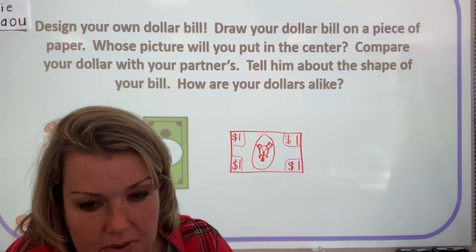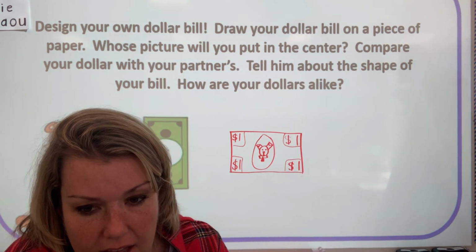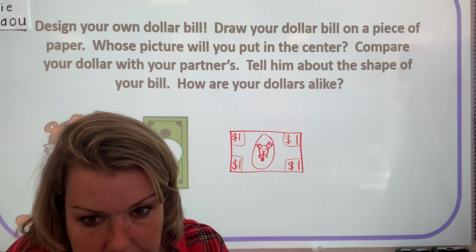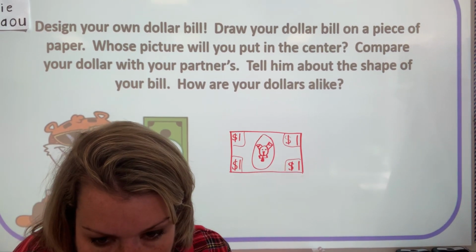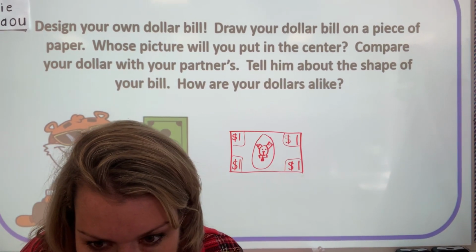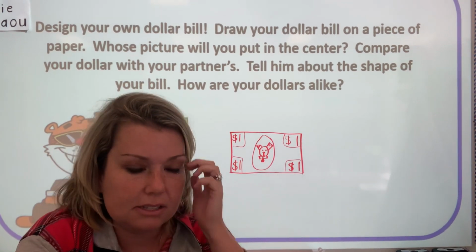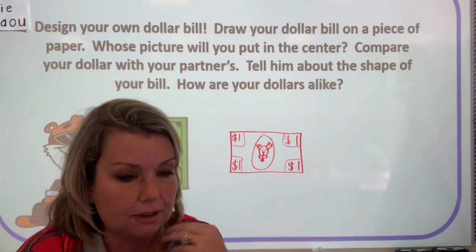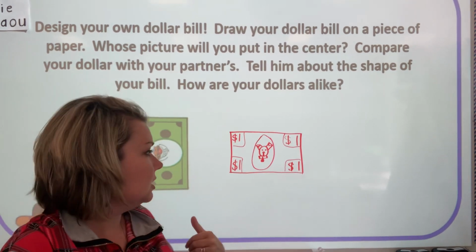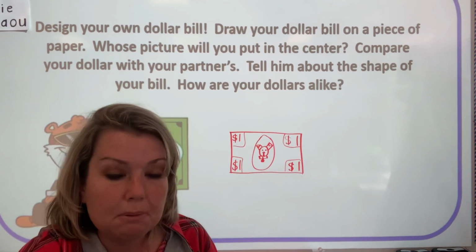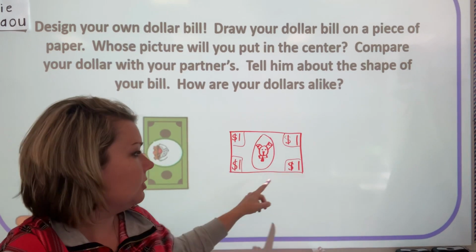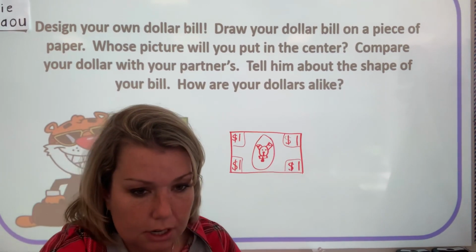Fantastic. So Adeline's is different than mine because in the center she has a picture of her and I have a picture of my puppy dog. But they're the same because they both have 4 straight sides and 4 corners.